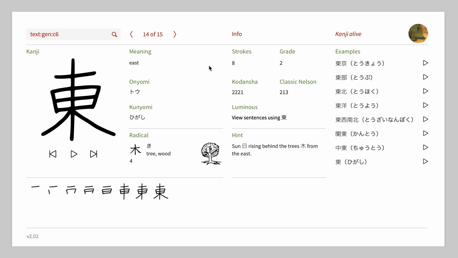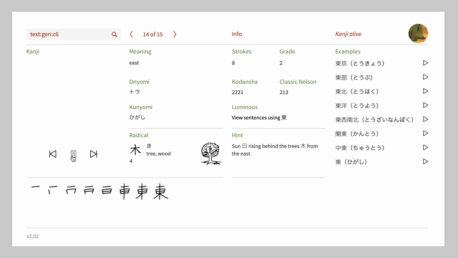So this is the kanji for east. It is the to of Tokyo. That's its onyomi. Its kunyomi is higashi. So when you are just talking about the direction east, you would use higashi. The main radical for the kanji is the tree radical. Let's go ahead and take a look at stroke order.